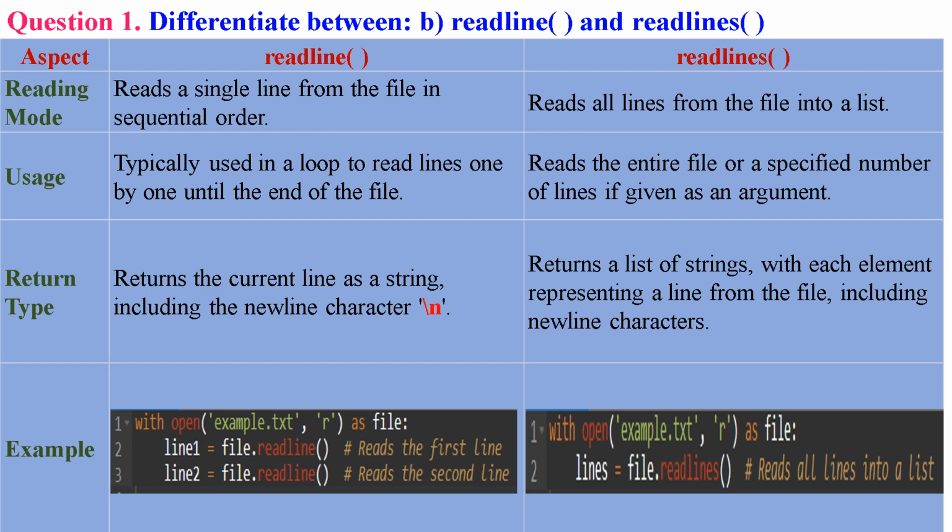Let's recall. Readline function reads one line at a time and is useful for sequential processing of lines in a file. Whereas, readlines function reads all lines at once into a list, which is helpful when you need to work with the entire file's contents simultaneously. Both methods are commonly used with text files, especially when dealing with structured data stored in text files.